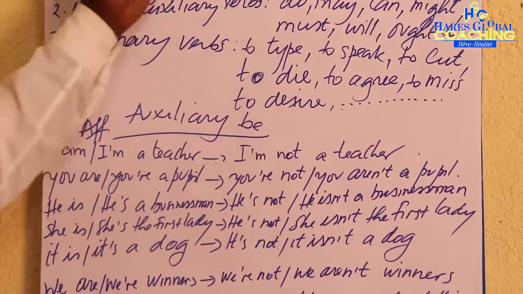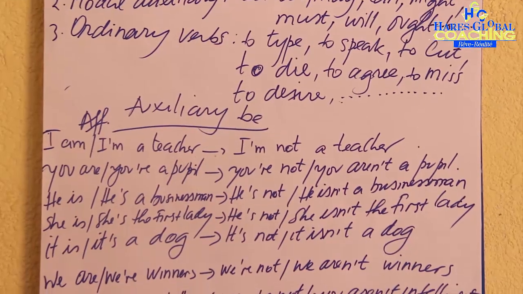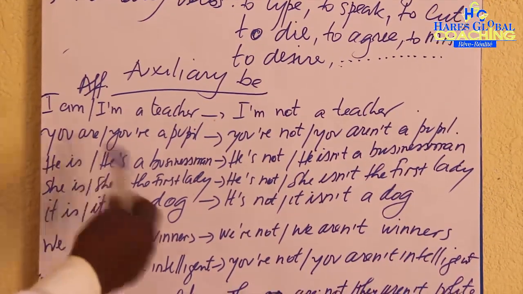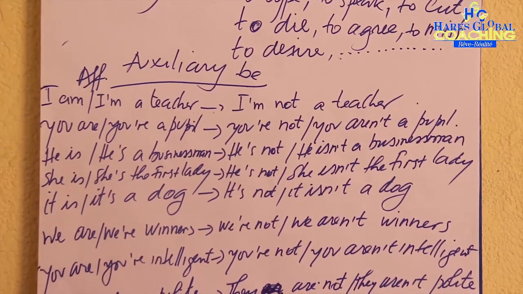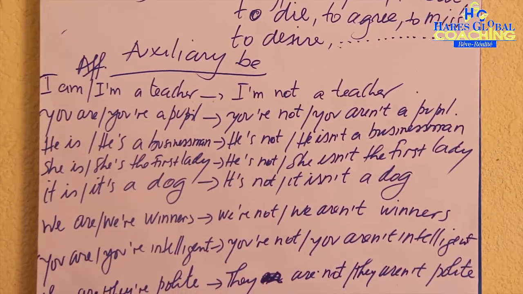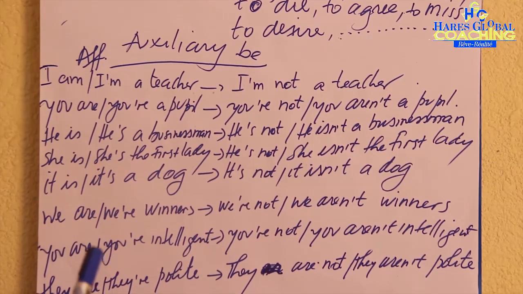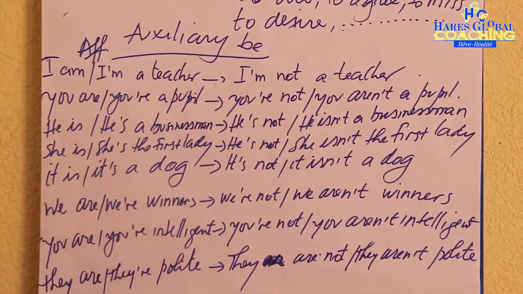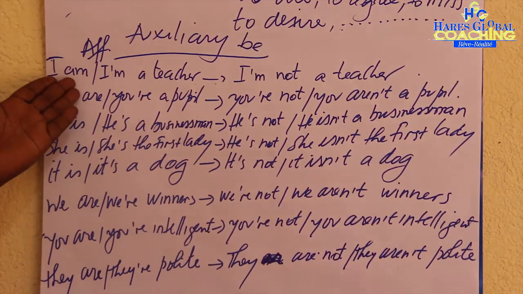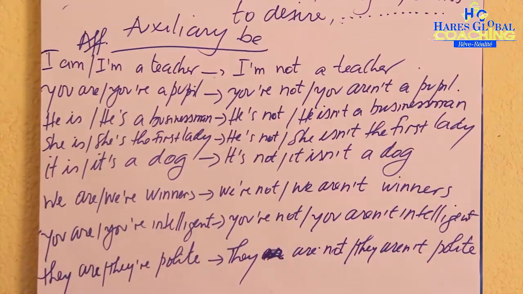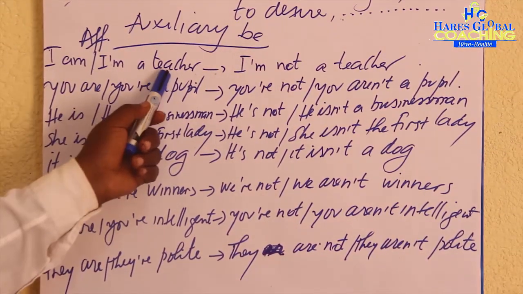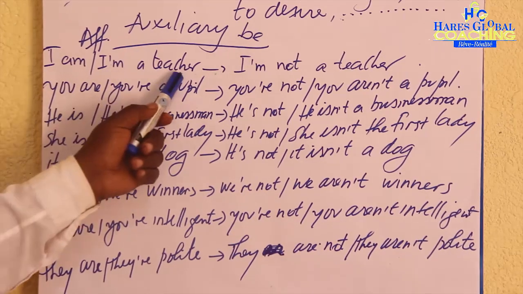Then, we cannot study simple present tense without beginning with the auxiliary. The first auxiliary is auxiliary be, because this is the main auxiliary that is used for other tenses, like auxiliary have. In affirmative, you say I am. If you use a contracted form, you say I'm. I am a teacher. I'm a teacher.